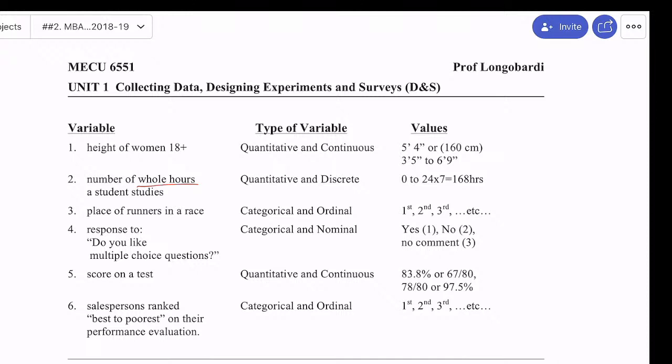So then we get to the score on a test, right? Depending on what you assumed as the values, you would have said quantitative or categorical, okay? The way that I've done it, I made it a percentage or a ratio. So that's quantitative. And further, I made it continuous. I forced it to have a fraction or decimal here to show you it could be continuous.